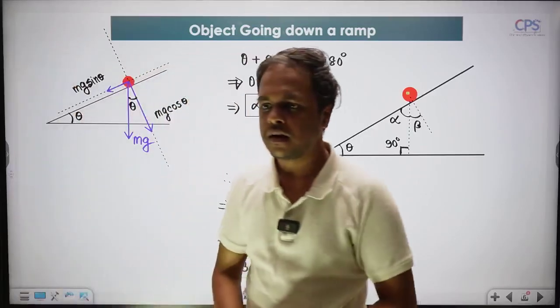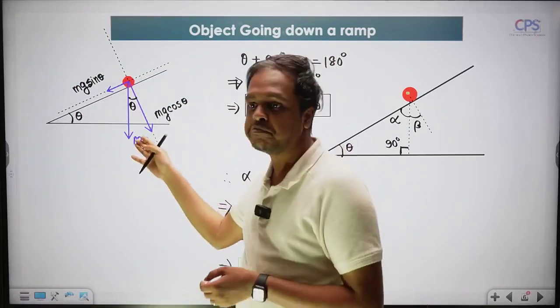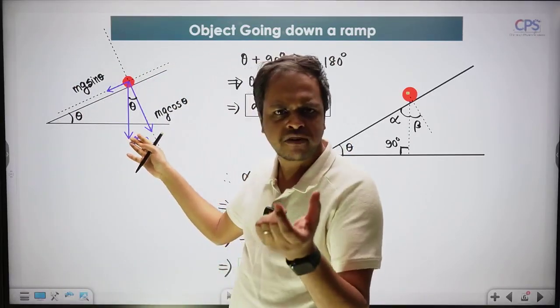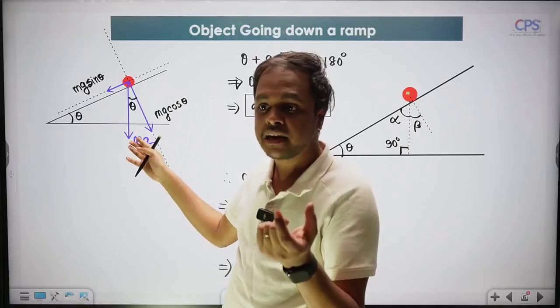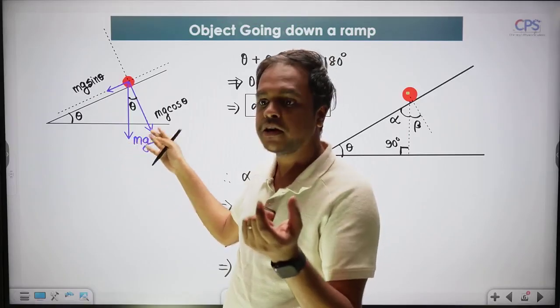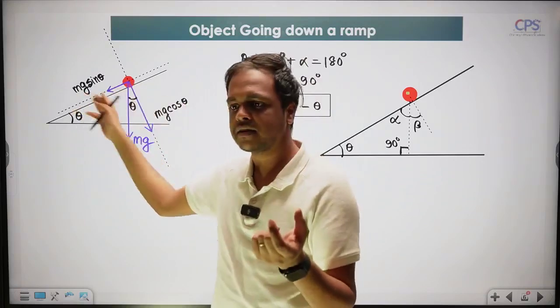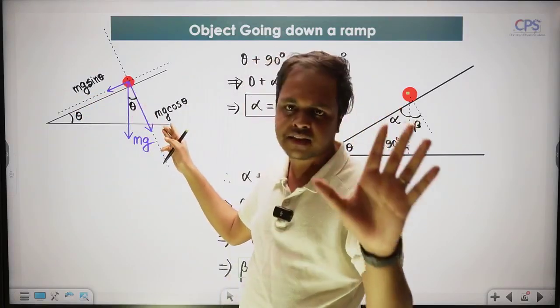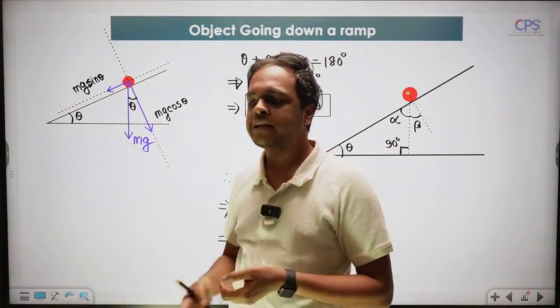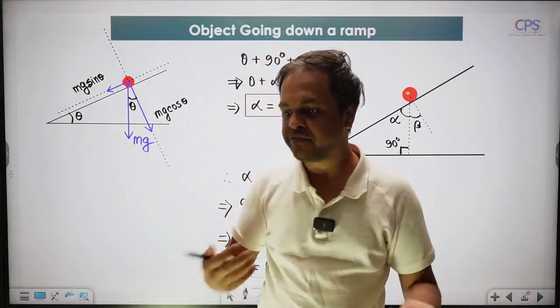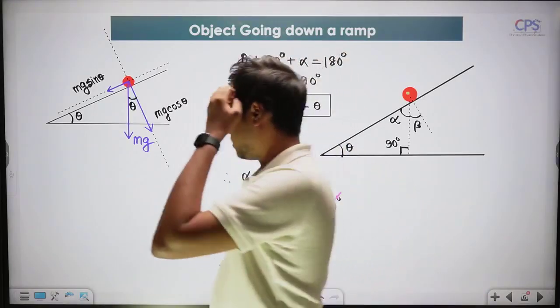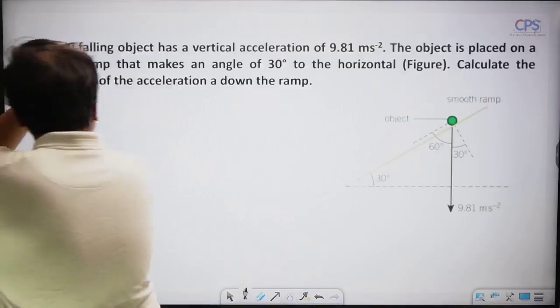Okay, done. Now, we calculated for mg. If we calculated for g, the gravitational acceleration, what would we get? We would get g cos theta here and g sin theta here. The adjacent one takes the cosine, the opposite one takes the sine. Very, very easy. Okay, so let's do one example here.